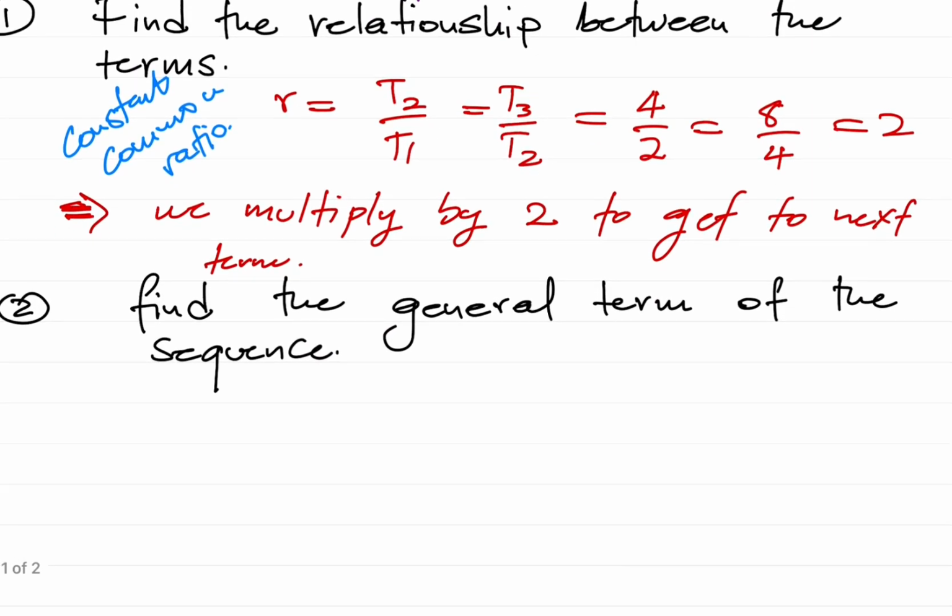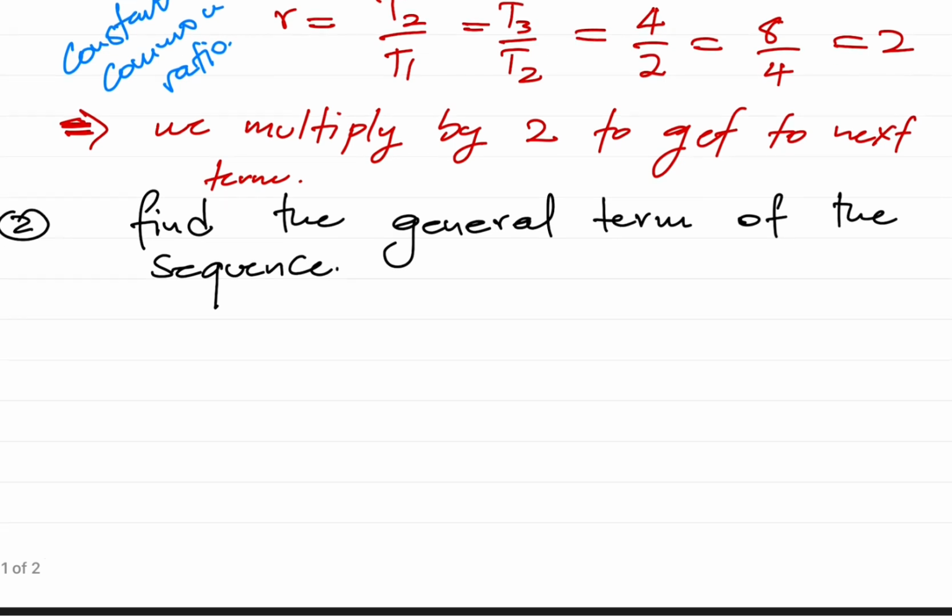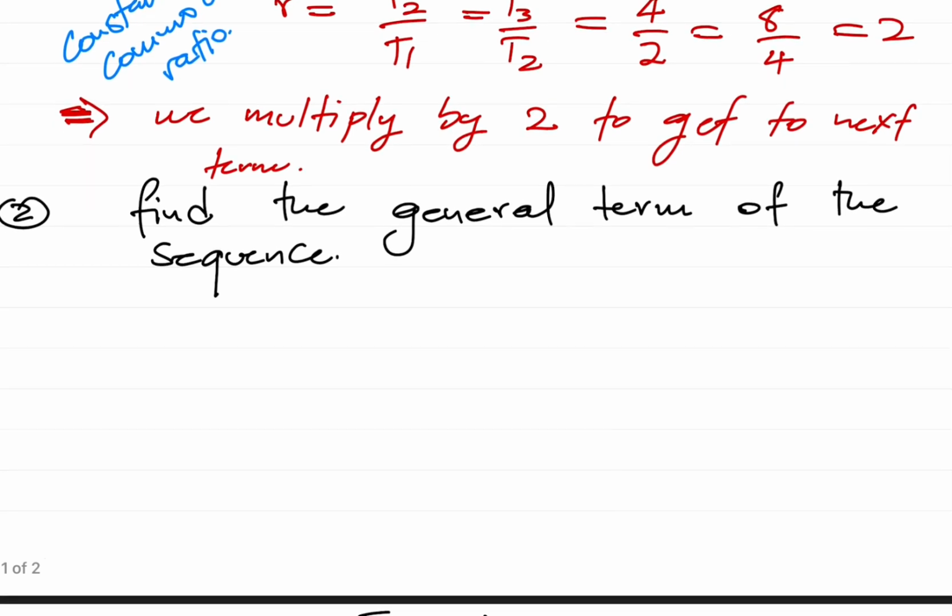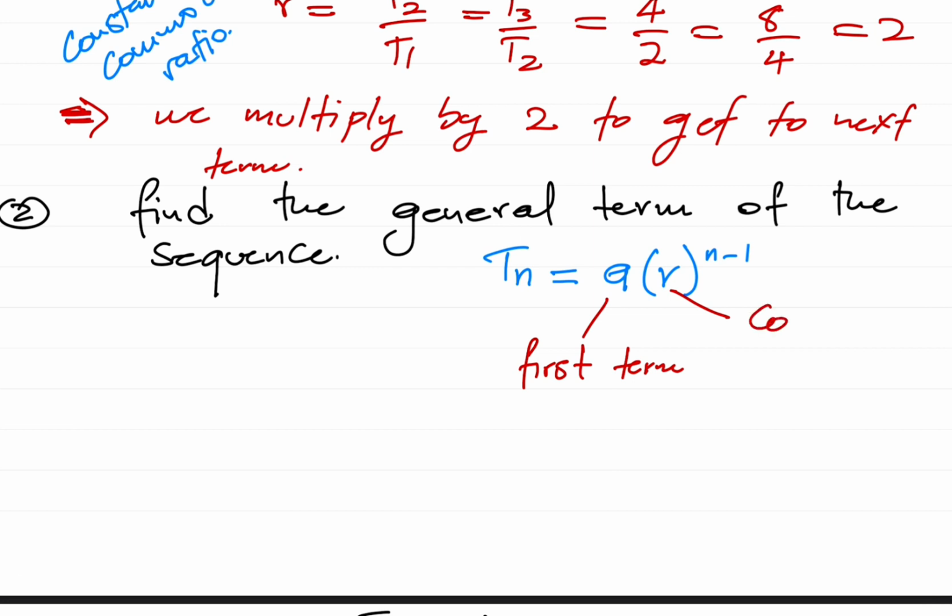Now, they say to us, find the general term of the sequence. The general term for this sequence is defined as Tn equals a times r to the power of n minus 1. What is a? Our a is your first term, r is the constant common ratio. And we know what n is. n is just a position.